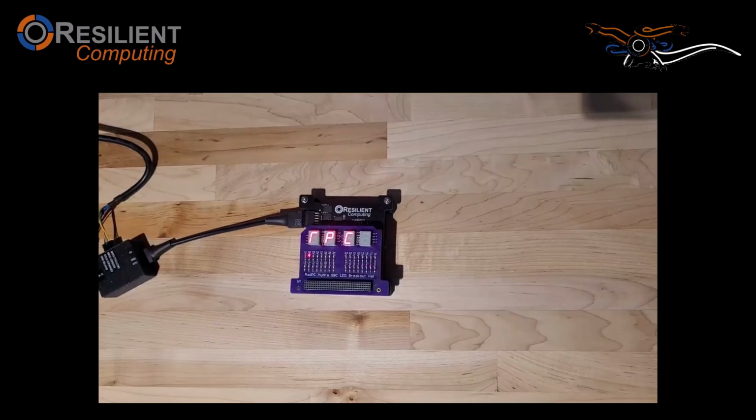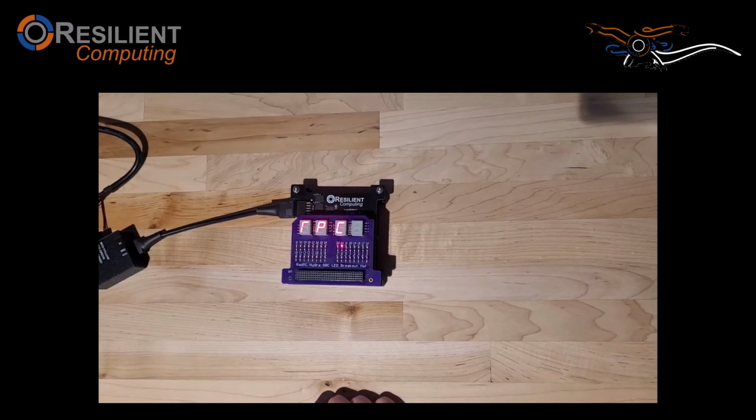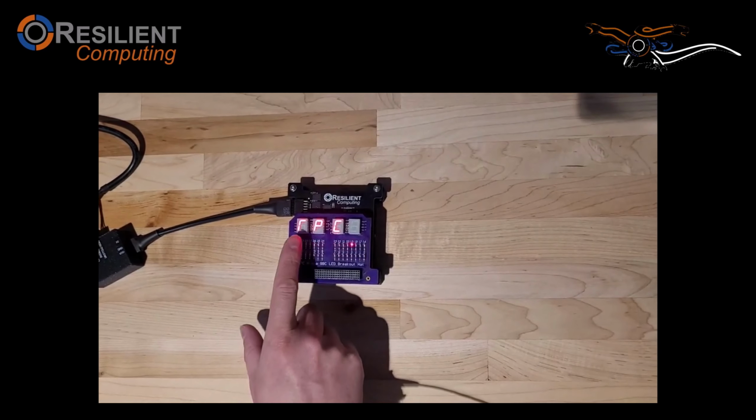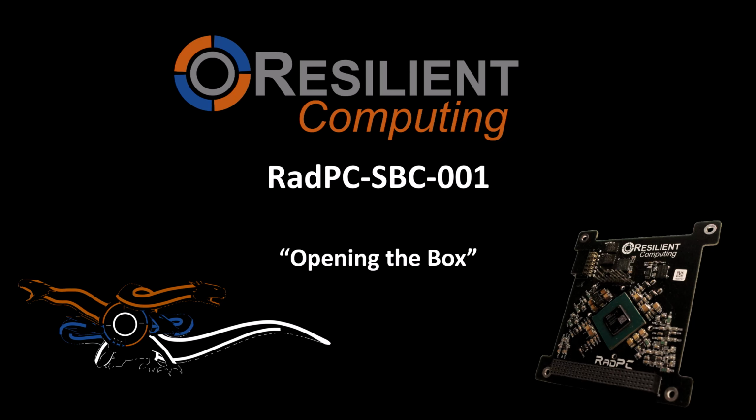And there we go. This will be one of the default patterns. As you can see, we have the LEDs counting down, and then we have RPC on the hex displays. And that is opening the RadPC Hydra board box. So in our next video, what we're going to do is look at installing the software and accessing the documentation.